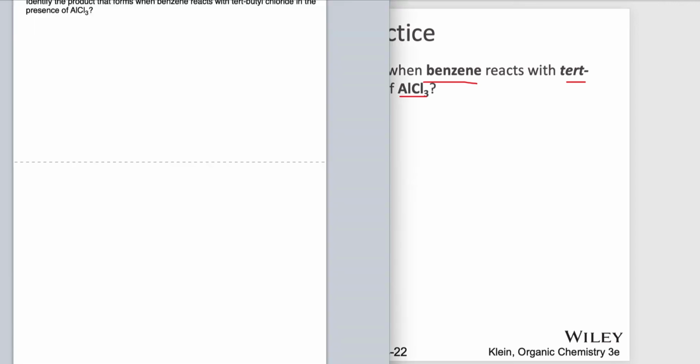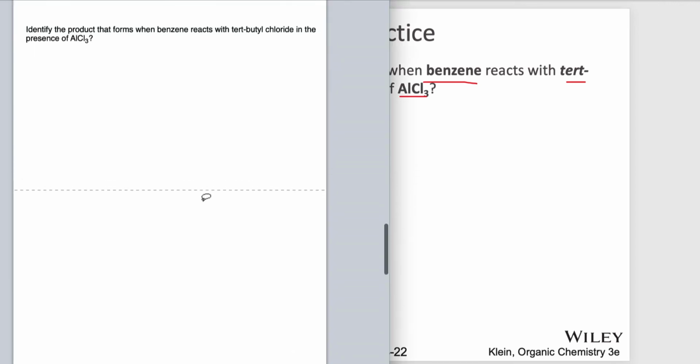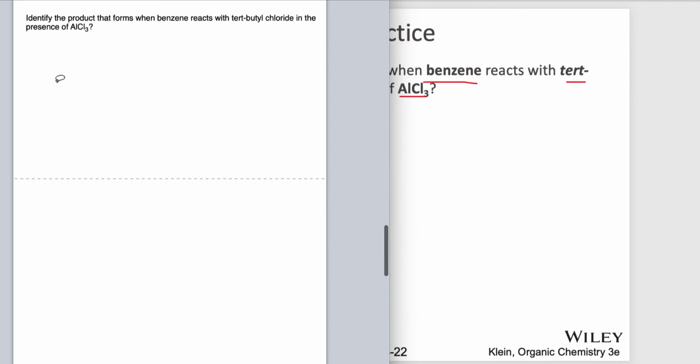I will switch over to my ChemDraw program. All right, so here's the question. It's easier for me to draw in here. Identify the product that forms when benzene reacts with t-butyl chloride.